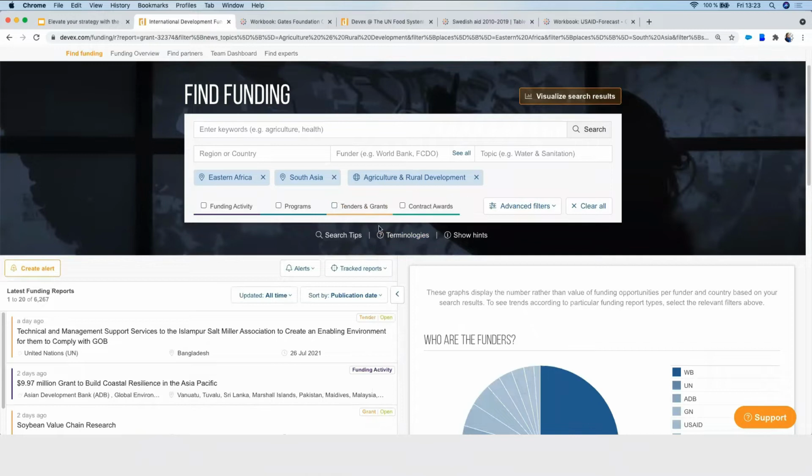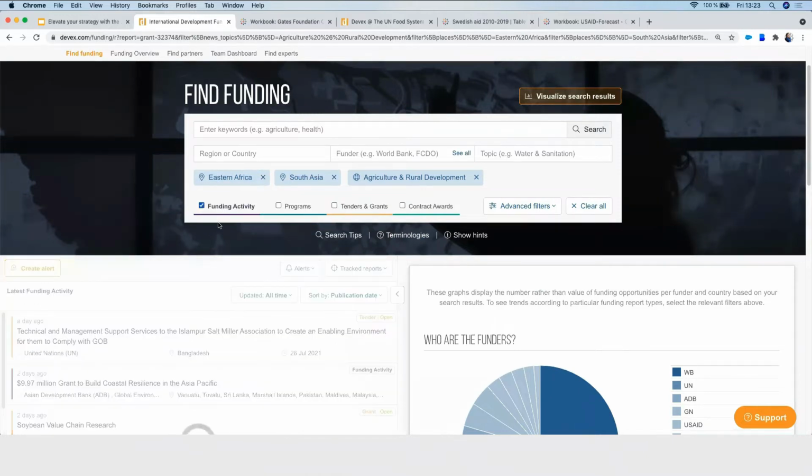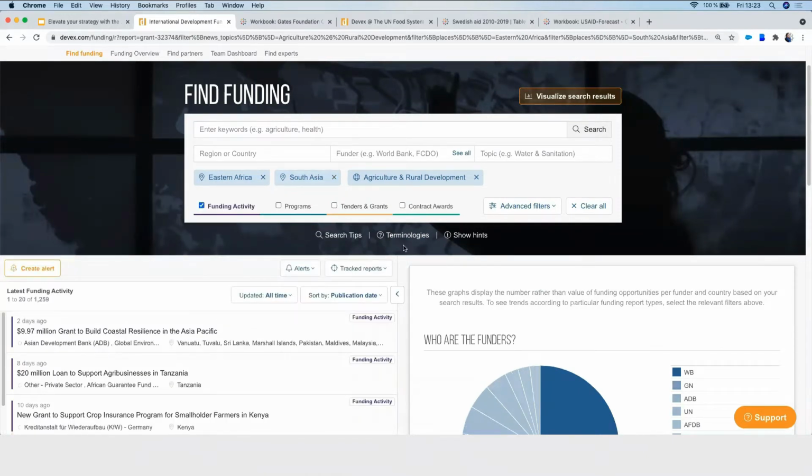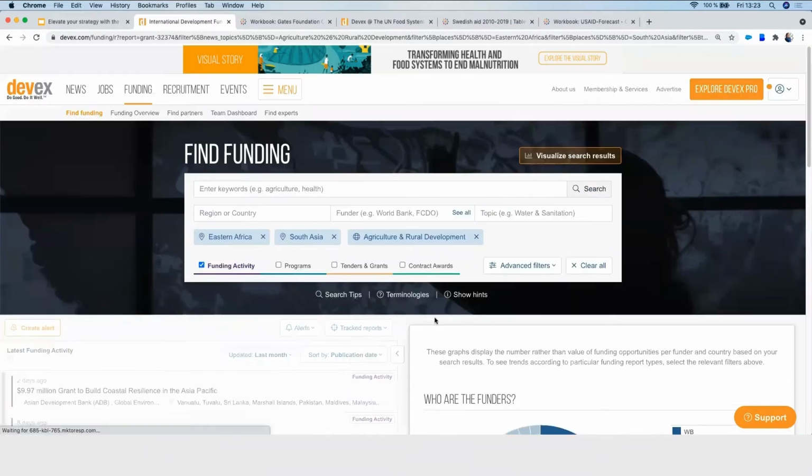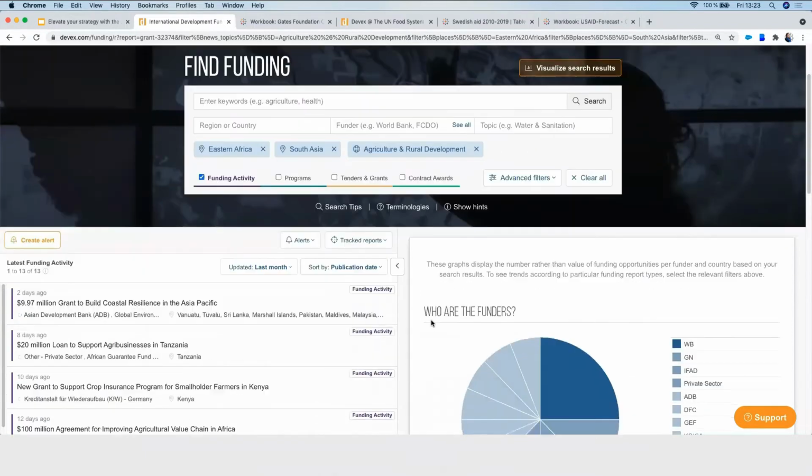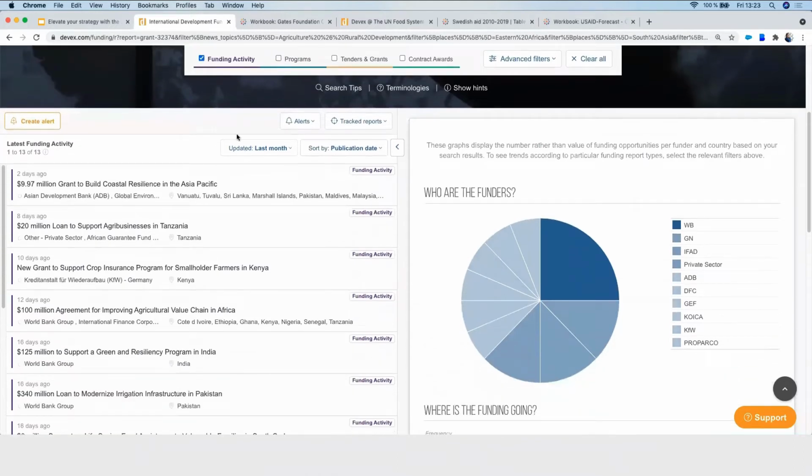Now, if I'm looking to diversify my funding sources, it's very important to know what's to come and what donors' priorities and strategies look like. And where I can find this kind of information is under funding activity. Now, I'm going to filter this to be just in the last month. As a reminder, this is early stage information.